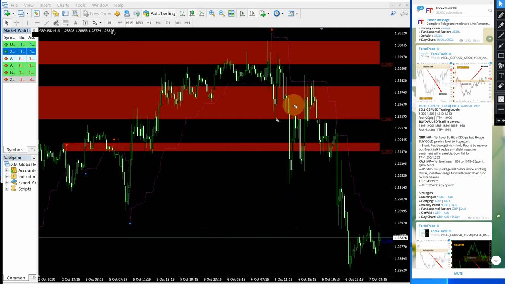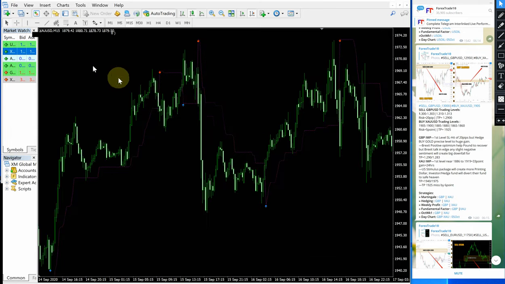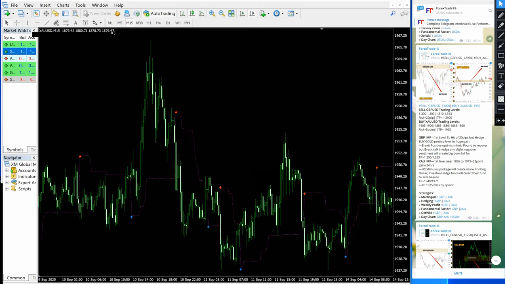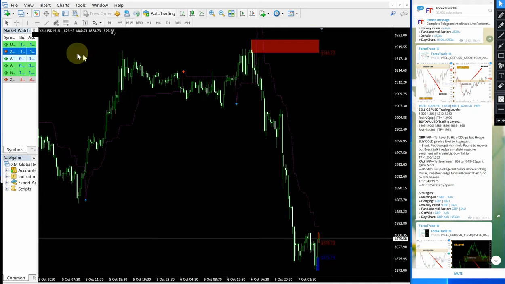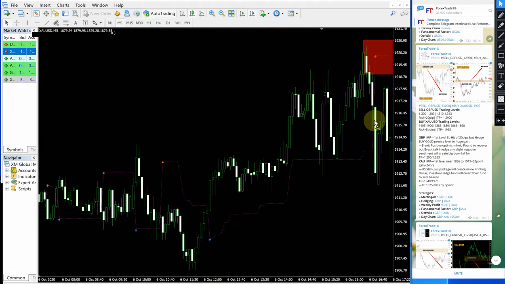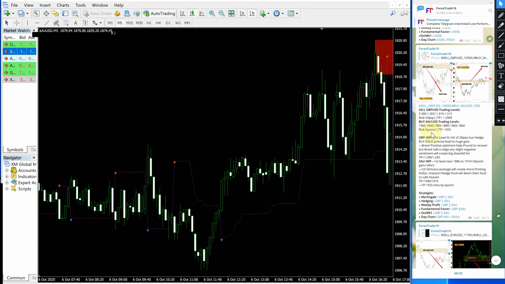And now we will see how our XAUUSD signal performed. Now we will put up the XAUUSD chart. This is XAUUSD. And for XAUUSD, this is the entry range given, 1905 to 1900, and it precisely performed from our given entry range.